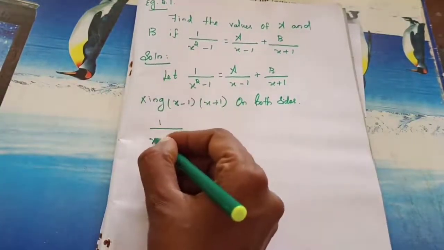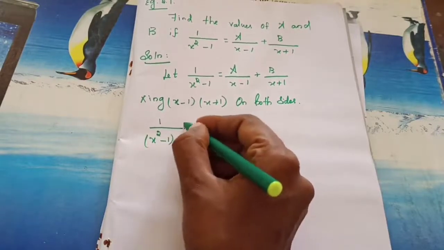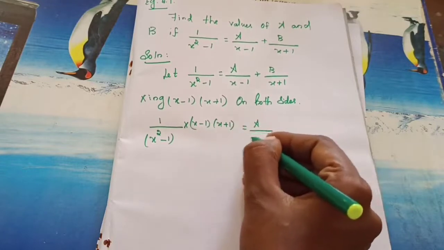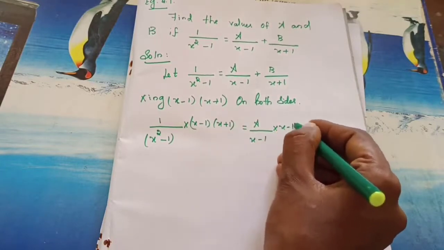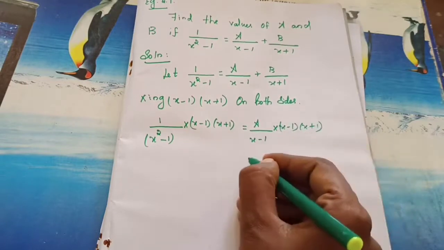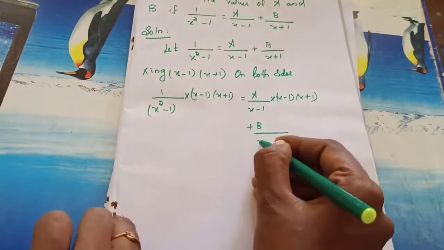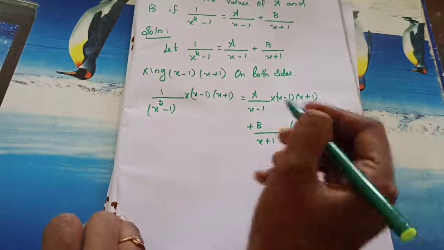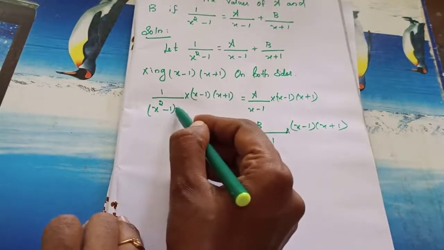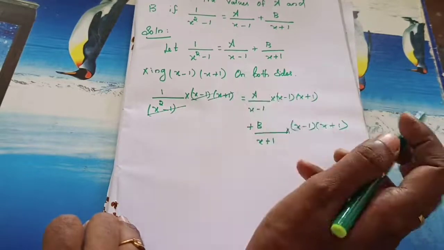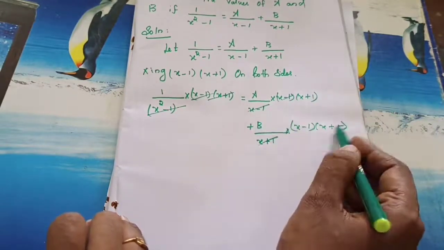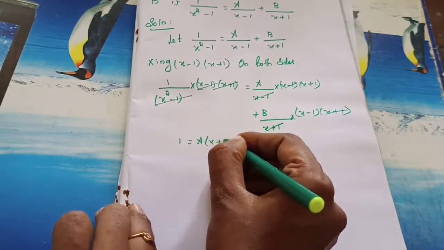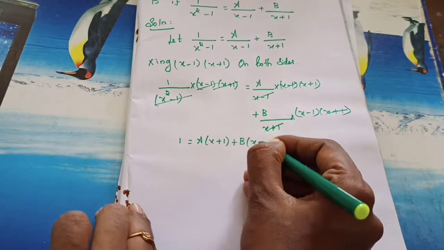So 1 by x square minus 1 into x minus 1 into x plus 1 is equal to A by x minus 1 into x minus 1 into x plus 1 plus B by x plus 1 into x minus 1 into x plus 1. This x square minus 1 splits as x plus 1 into x minus 1, so everything will get cancelled. What is the balance? 1 is equal to A into x plus 1 plus B into x minus 1.